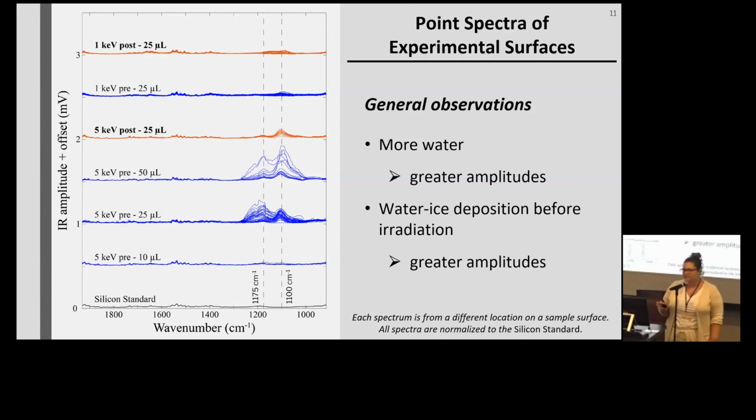So overall from these experiments, the most important things to take away is that as we increase the amount of water on the surface of these samples during irradiation, we get greater amplitudes, or greater silicon oxygen bond signal. We also find that the higher the energy, the more signal that we get. And we also notice that when water ice is deposited before irradiation, meaning they're both simultaneously present during irradiation, we also get greater amplitudes.